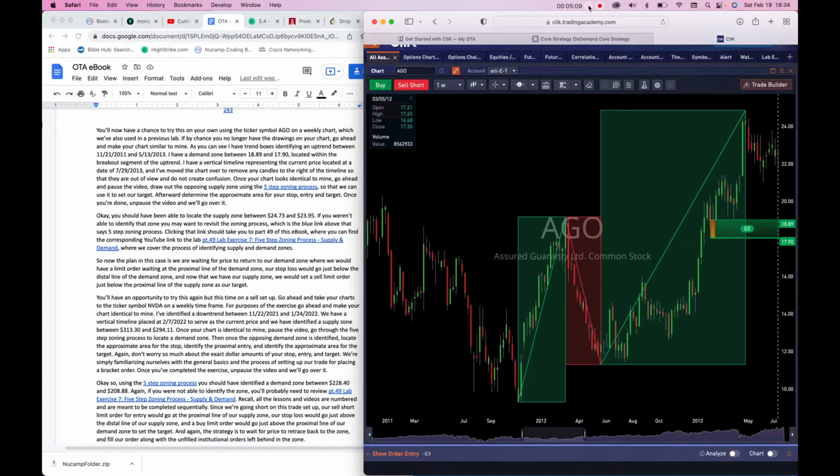Now, if by chance you no longer have the drawings on your chart, go ahead and make your chart similar to mine. As you can see, I have trend boxes identifying an uptrend between November 21st, 2011 and May 13th, 2013. I have a demand zone between $18.89 and $17.90 located within the breakout segment of the uptrend. I have a vertical timeline representing the current price located at a date of July 29th, 2013. And I've moved the chart over to remove any candles to the right of the timeline so that they are out of view and do not create confusion.